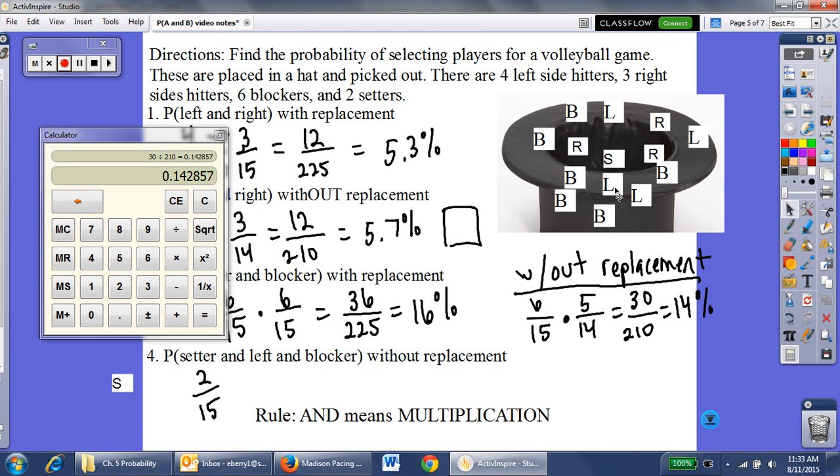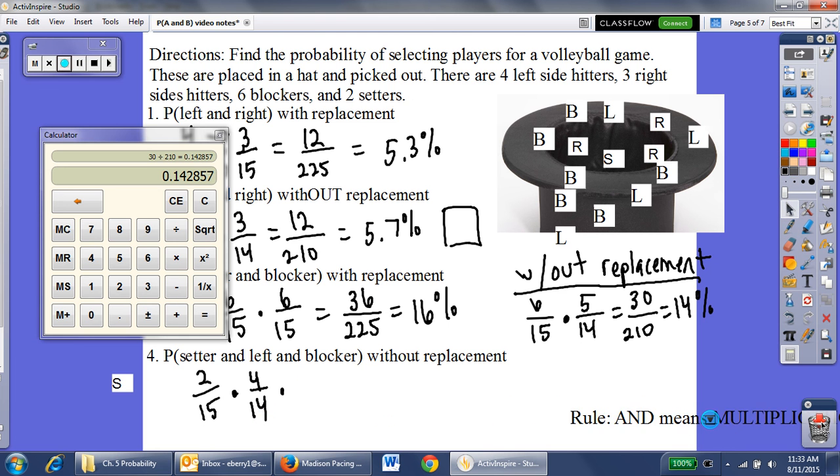It says without replacement. Now what's the probability of getting a left? So for the left, there are 4 left side hitters, so that would be 4 out of 14 because the setter is on the outside here. And let me make sure I take that left and without replacement, so I keep it out here. And then lastly, a blocker. So for the blockers, there are 6 blockers, so that's 6 out of 13 because again, the denominator is going down since the setter and the left side are out of the hat.